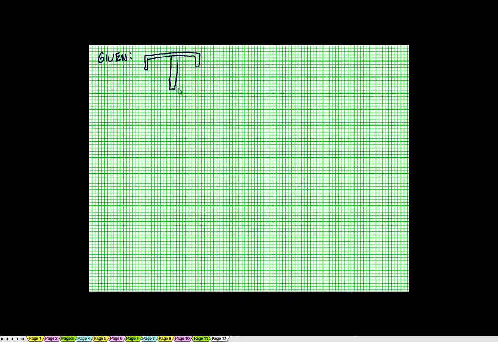Pretend that's a nice straight channel. And this is a C10 by 15. And this is a 1 inch by 4 inch plate steel. This is shape number 1. This is shape number 2. Okay. Now I want to find the moment of inertia at the centroidal axes.